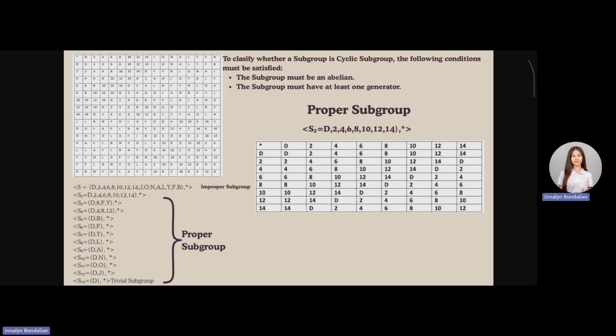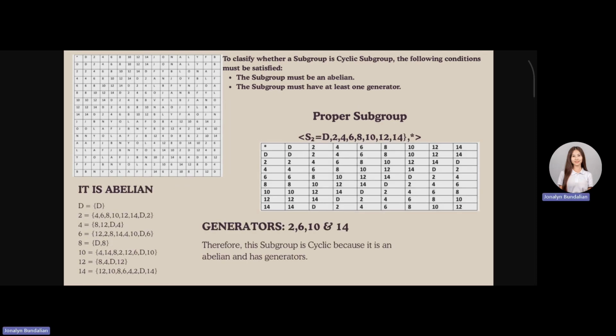So for our S sub 2 is equal to D, 2, 4, 6, 8, 10, 12, 14, we will check if it is abelian and has at least one generator. So the S sub 2 is abelian. D is equal to D, 2 is equal to 2, 4, 6, 8, 10, 12, 14, D.